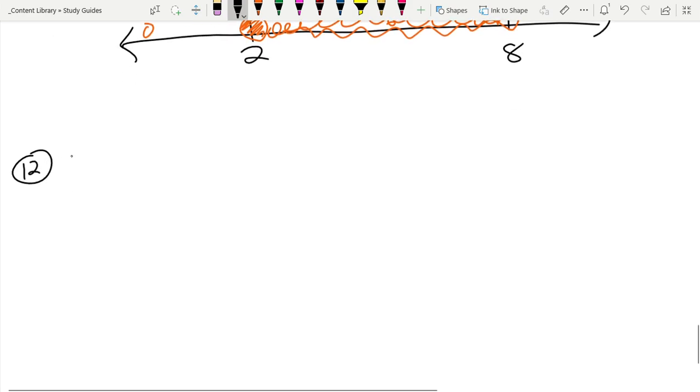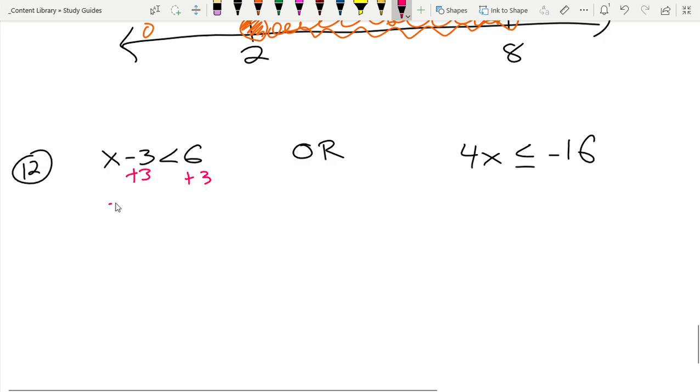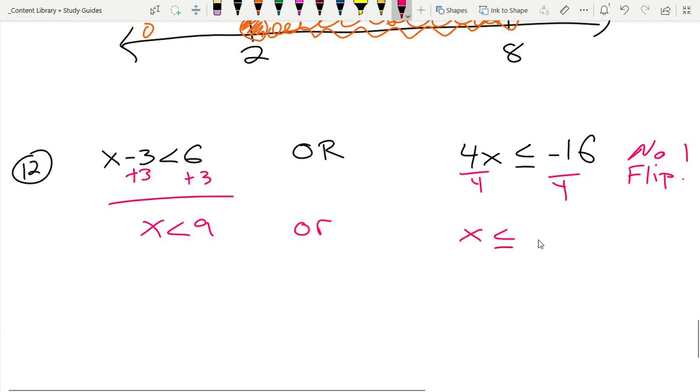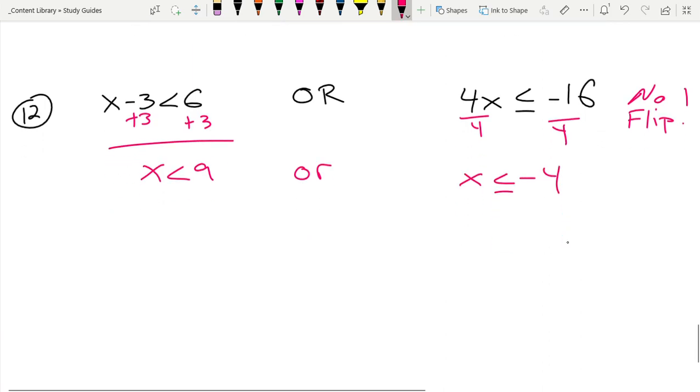All right, number 12. We have x minus 3 less than 6, or 4x less than or equal to negative 16. So we add 3, we get x is less than 9. Divide by 4, divide by 4. No flip, because we didn't divide with the negative. We brought over a positive. So we have or, and this is x is less than or equal to negative 4.